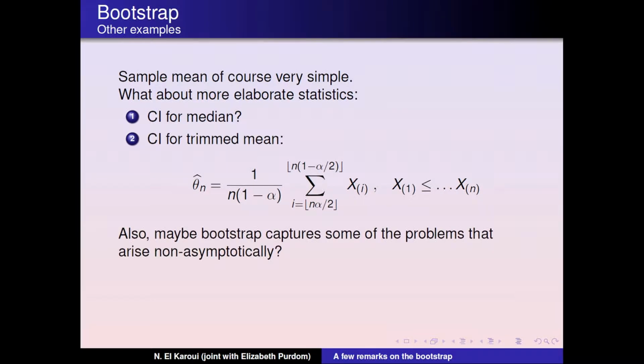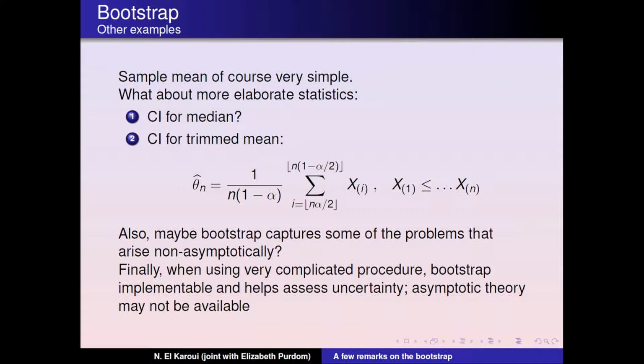Another thing is that there are claims that the Bootstrap works when n equals 7. So maybe the Bootstrap also captures some of the problems that arise non-asymptotically. In practice, when people have very complicated nested models where asymptotic analysis is very hard to do, the Bootstrap is generally implementable and helps to assess the uncertainty. It's doing some sort of perturbation analysis, and that's really helpful.